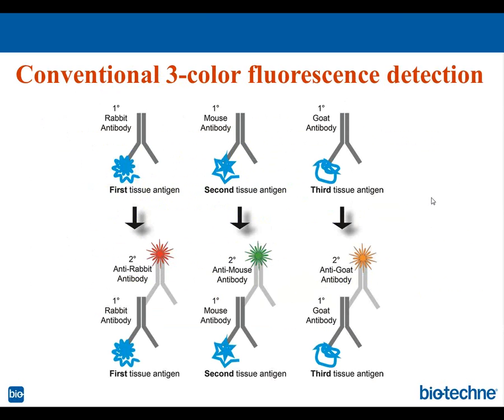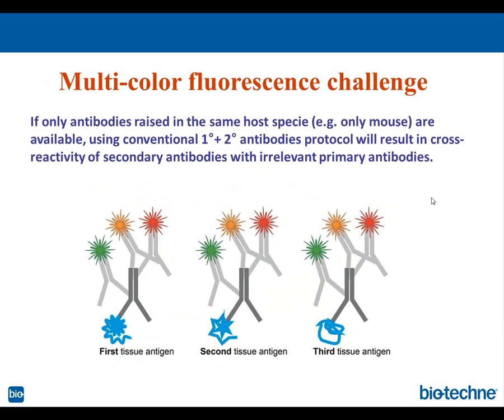Now, let's say we have only antibodies raised in the same host species, and to draw this awful scenario, I would like to put up this cartoon. Let's say we have antibodies made in mouse. The primary antibodies are mouse, raised against different tissue targets, and we come up with detection antibodies conjugated to different fluorophores. Now you see that all the secondary antibodies are going to interact with all the primary antibodies, and in the end we're going to see an image where all these colors overlay, and there's no way for us to determine which antigen has been detected.